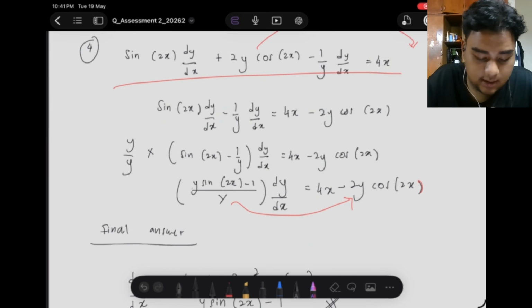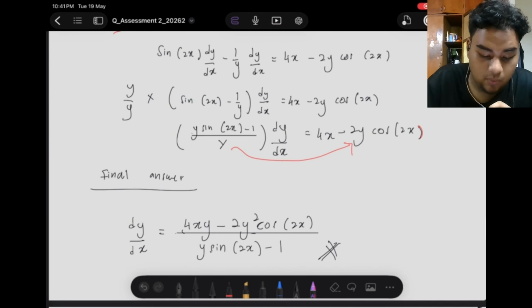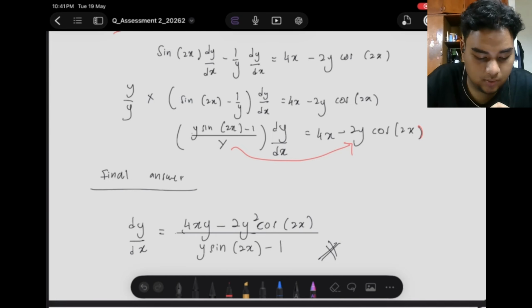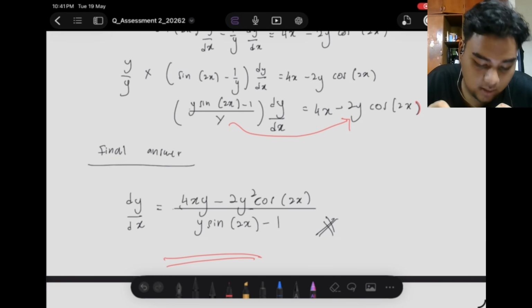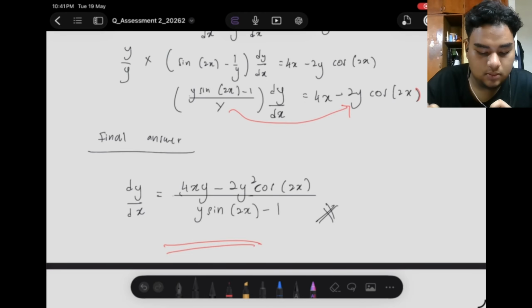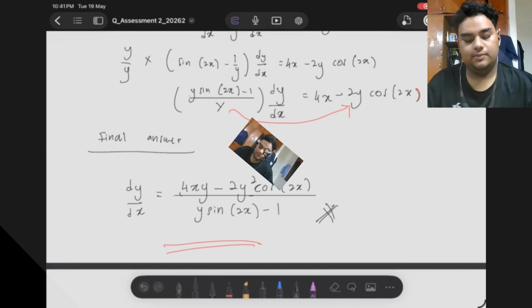We want the final answer. So we multiply 4x minus 2y cos 2x by y and divide it by y sin 2x minus 1. So the final answer is dy over dx equals 4xy minus 2y squared cos 2x over y sin 2x minus 1. Okay, thank you.